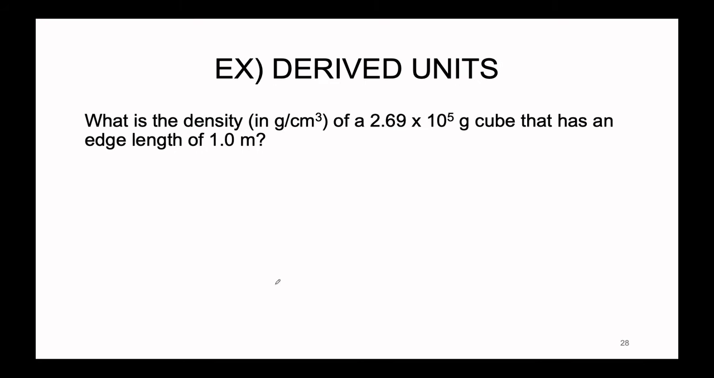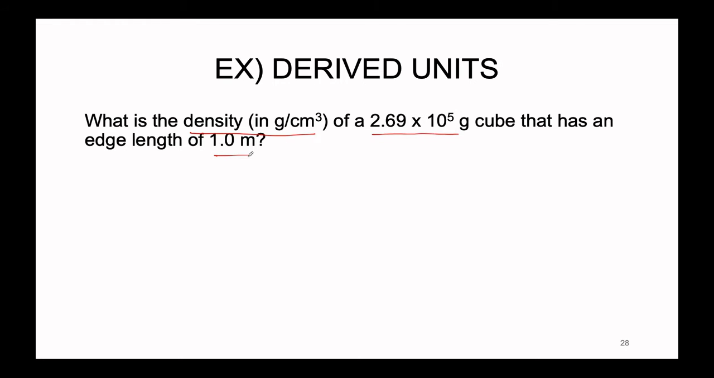So let's look at an example of exactly that. Let's look at an example of taking an equation, putting it together with the units in order to figure out exactly what it is that we're being asked to find, which in this case is density in grams per centimeter cubed. So we were asked to find the density of a cube that has a mass of 2.69 times 10 to the 5 grams, and it has an edge length of 1 meter.